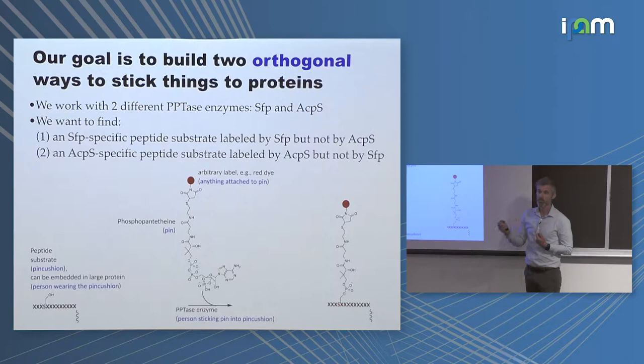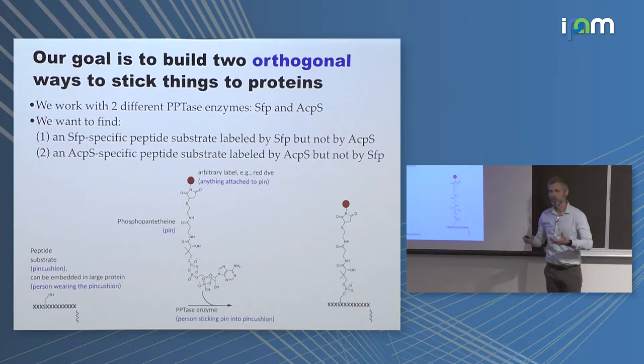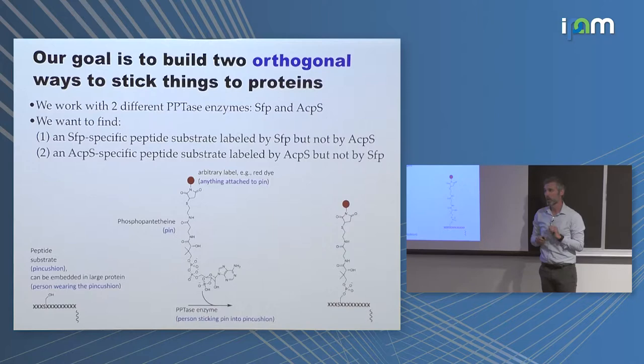And that would let me put two different pin cushions on this protein, and I would be able to label it, let's say, with red dye at one time point at which I wash the chemical system over with SFP, and then label it with green dye at some later time point at which I would wash it over with ACPS.